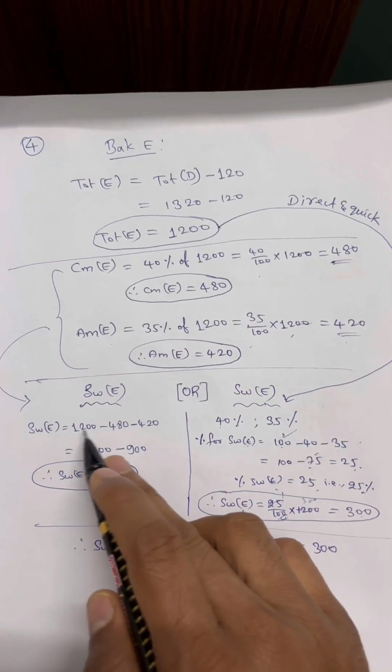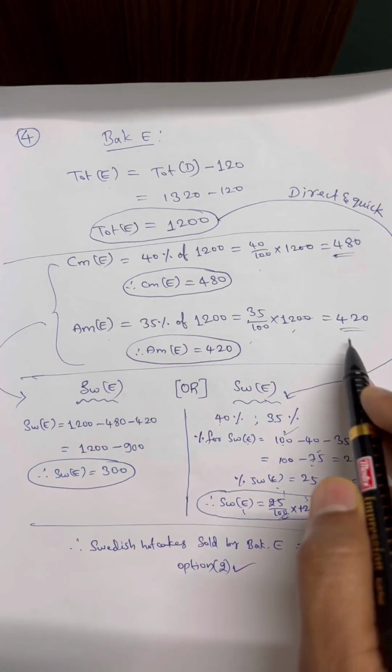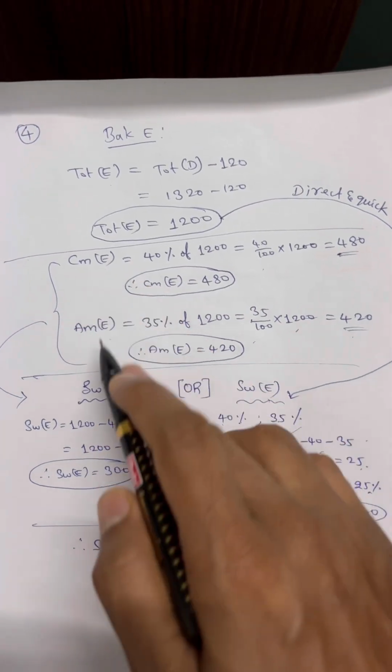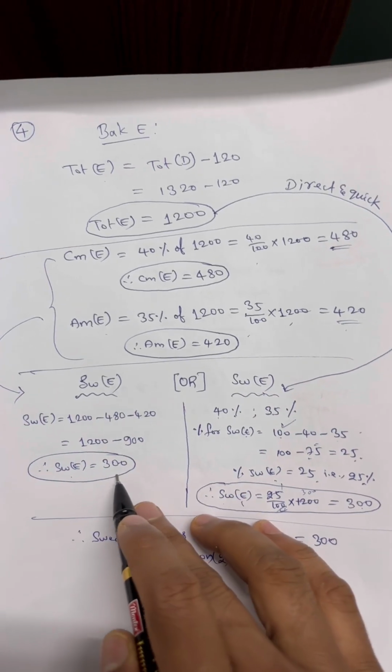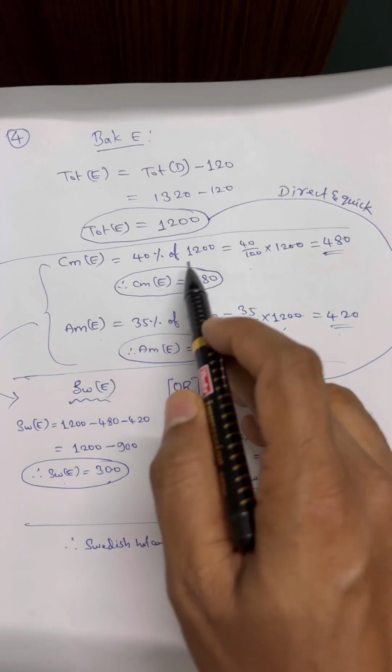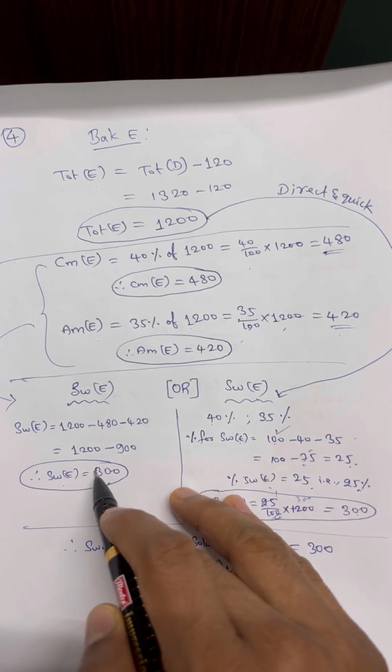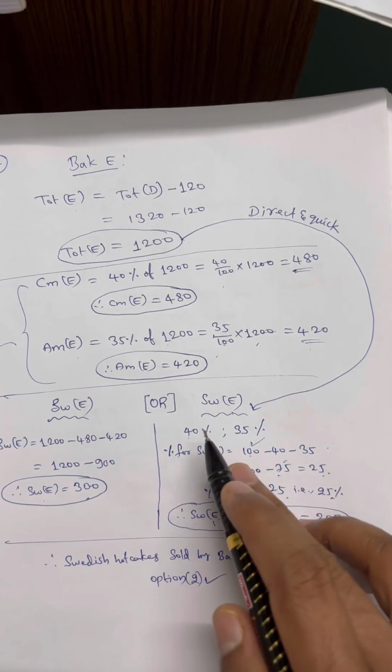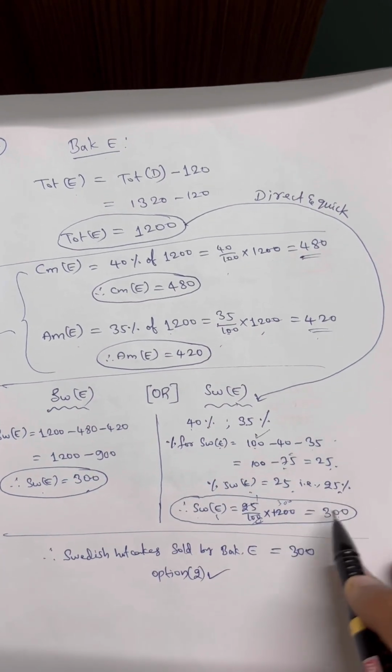If you know these two, and 1200 is the total, then 1200 minus 480 minus 420. Because this is cornmeal and this is American, the remaining is Swedish only. So this way also we get 300. But for this you need to do this whole part first. Directly, 40 plus 35 is 75, the remaining is 25, so 25 into 200 gives Swedish directly.